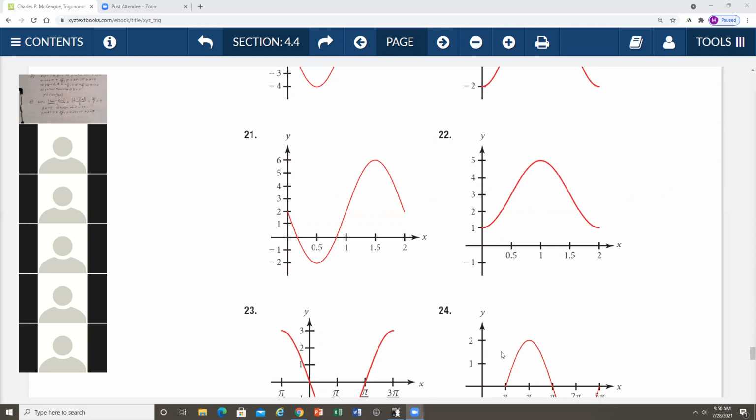Okay, so since the graph has not been shifted right or left, there is no phase shift. No phase shift implies that negative c over b must be equal to 0, which implies that negative c over pi, remember b is pi, must be 0, which implies that c must be 0.